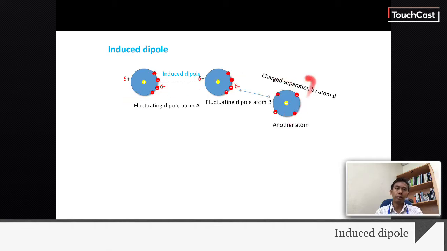Another atom undergoes charge separation induced by the fluctuating dipole of atom B. Normally, we can ignore induced dipole interaction if other types of nonbonding interaction are present.